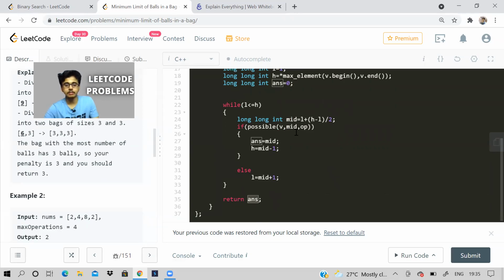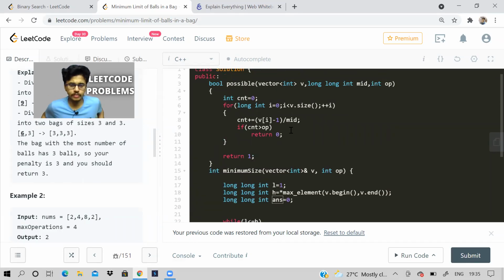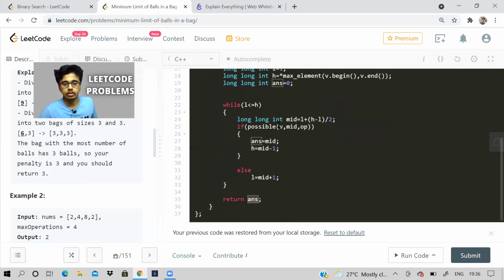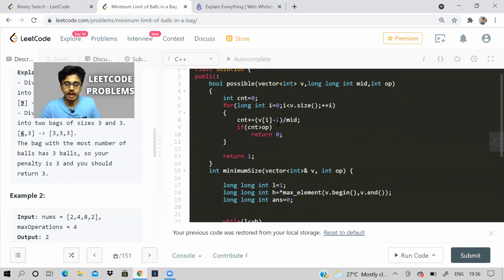But what is this possible function? This possible function, as I told you, basically it is just calculating whether the number of operations needed to get maximum number of balls in bag not greater than mid. The maximum number of operations needed should not exceed our actual maximum number of operations. Or I should say the operations needed to make number of balls in bag equal to mid should not exceed maximum operations. So that is what I'm checking over here.